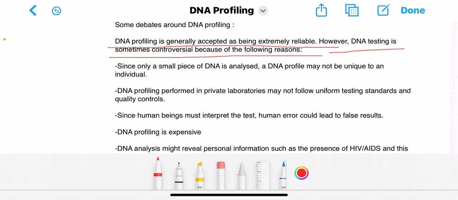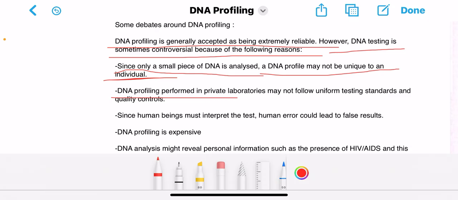But when the test is conducted in the lab, there can be controversy. There can be some mismanagement of the testing. Now, why? Since only a small piece of DNA is analyzed, a DNA profile may not be unique to an individual. This basically means that since a small portion of DNA is analyzed, the DNA profile might not be accurate to a certain individual. So it will need a broad spectrum. It will need them to take a big portion of DNA.